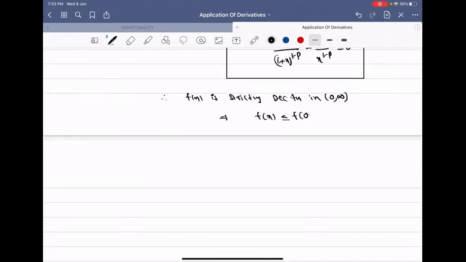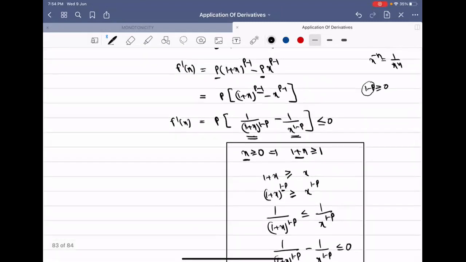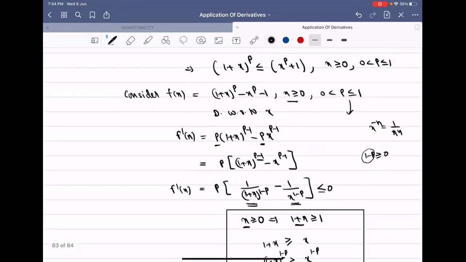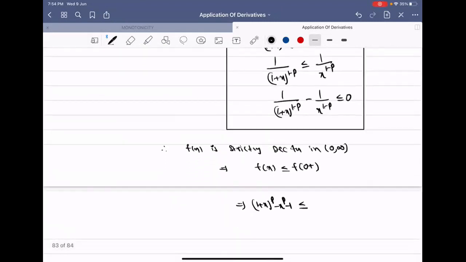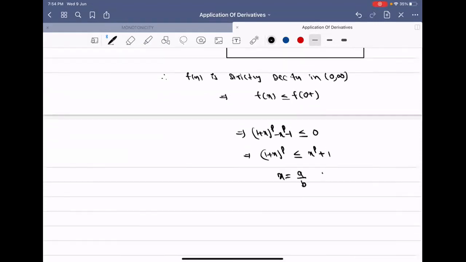So f of x is decreasing, that implies f of x is less than or equal to f of 0 plus, that is (1 plus x) power p minus x power p minus 1, is less than or equal to f of 0 plus. What is f of 0 plus? It is 0 only, just substitute 0. Therefore, (1 plus x) power p is less than or equal to x power p plus 1. And therefore, (1 plus a by b) power p is less than or equal to (a by b) power p plus 1.